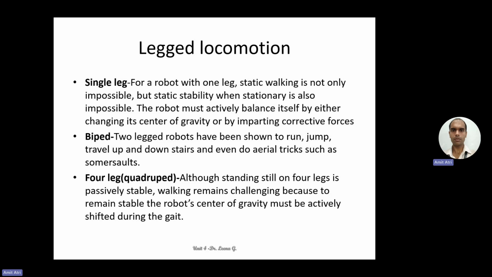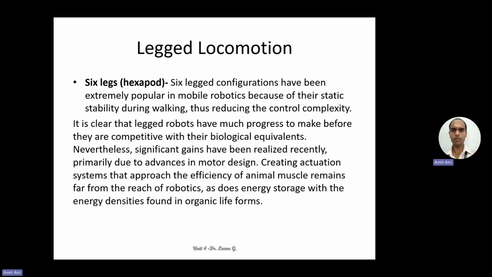Biped, or two-legged robots, are very much like human beings. They can run, jump, travel up and down stairs, and even do aerial tricks such as somersaults. Then four legs. Although standing still on four legs is passively stable, because the higher the number of legs, the more stability we get, walking remains challenging. To remain stable, the robot's center of gravity must be actively shifted during the gait, because there are four different legs. All four should be coordinated, and as the position changes, the center of gravity should also change. Then six legs. Six-leg robot configurations have been extremely popular in mobile robotics because their stability is very high. The higher the number of legs, the higher the stability, so it is preferred in that case.